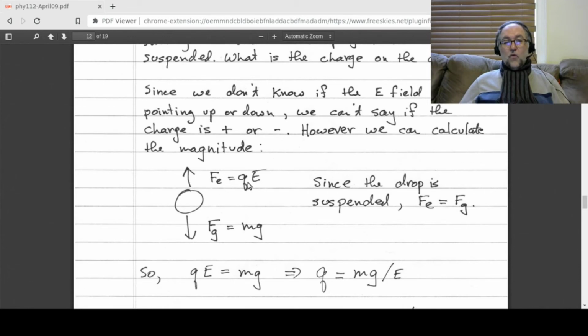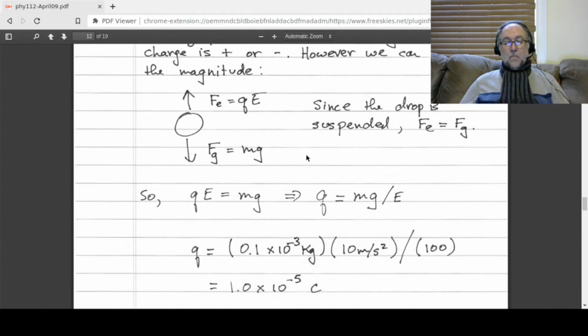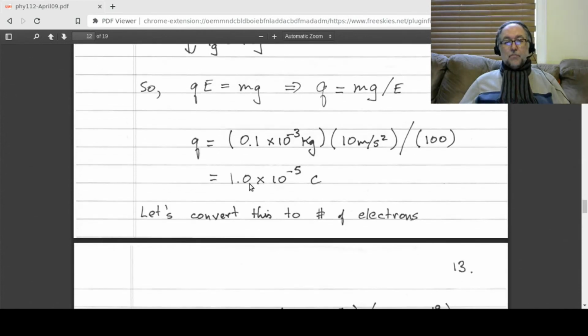Okay, so the electrical force is equal to QE, and the gravitational force is equal to mg. We're solving for q, so we could just rewrite this as q is equal to mg over E. And plugging in the numbers, the mass of the droplet was 0.1 grams, but we have to convert to kilograms, so it's 0.1 times 10 to the minus 3 kilograms. G, I'm just going to round off to 10 meters per second squared. And E, I told you in the problem that it's 100 newtons per coulomb. All of these units are in MKS, and so this works out to 1 times 10 to the minus 5 coulombs.